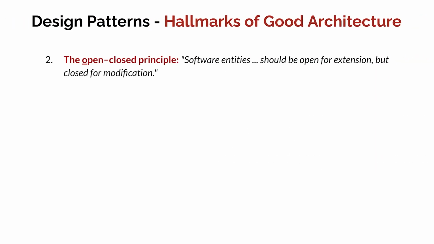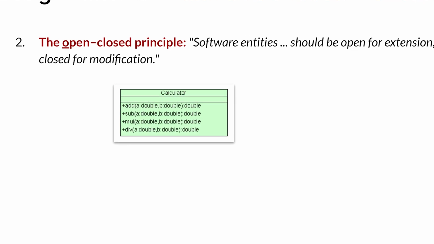Now, what about the open-closed principle? That software entities should be open for extension but closed for modification. Let's have a look at an example. Let's say we have a simple calculator class, and this calculator class has four methods or four functionalities. It can add, it can subtract, it can multiply, and it can divide. But imagine that somebody comes to you right now and says, oh, but you know what? I would like to have a business calculator or a scientific calculator.